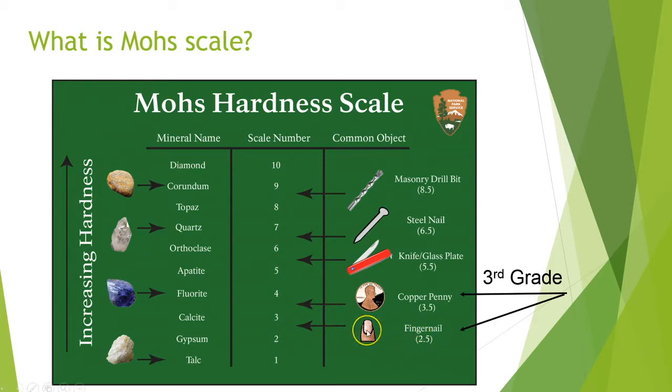If it can't be scratched with a fingernail, but can be scratched with a copper penny, it would fall right in here. And you're not going to do this one. You might do this nail one. So the idea is if it can be scratched, then the level at which it is scratched tells you how soft, which is down here, or hard the rock is.